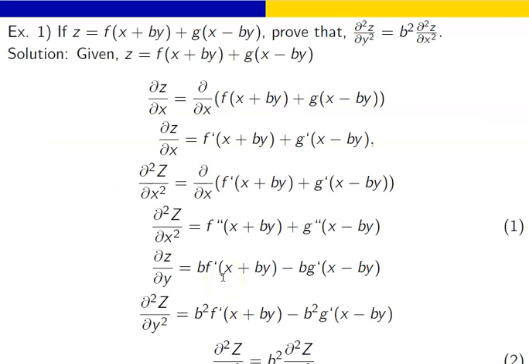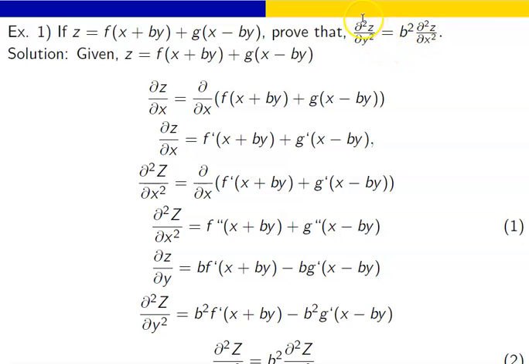Now we will see some problem. Let us suppose one function z equals f of x plus by plus g of x minus by. This function z again has two functions f and g, both functions of x and y. What we want to prove is dou 2z by dou y square equals b square dou 2z by dou x square. So we need to find the left hand side and the right hand side, and show that both sides are equal.